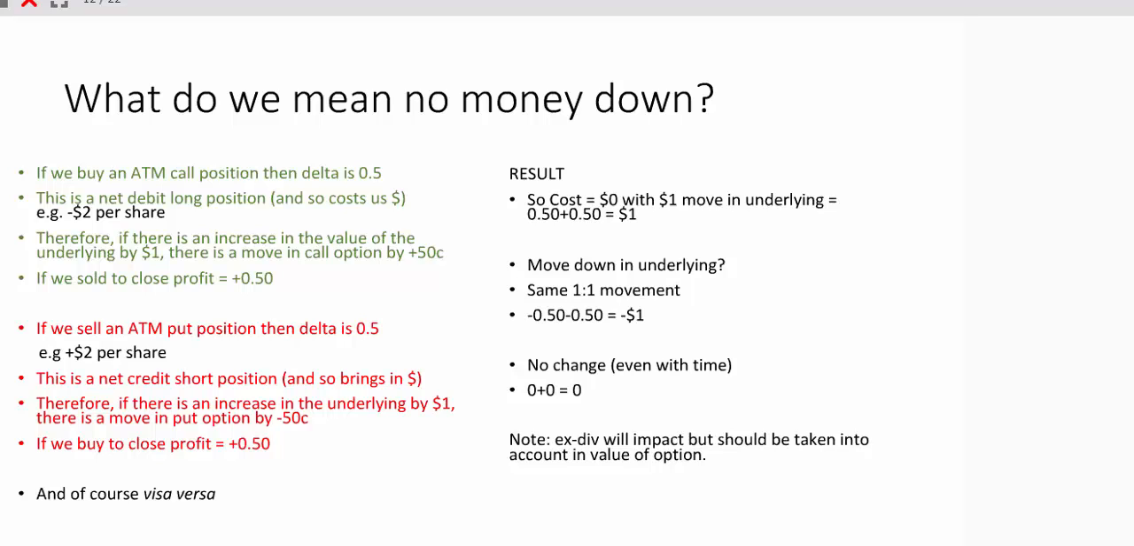And because it has a delta of 0.5, because it's an at-the-money position, if there's an increase in the value of the underlying by $1, there's a move in the call option by 50 cents. So if we chose to close this, we would make 50 cents profit. Okay, nothing new or exciting there. Okay, so that's part one.